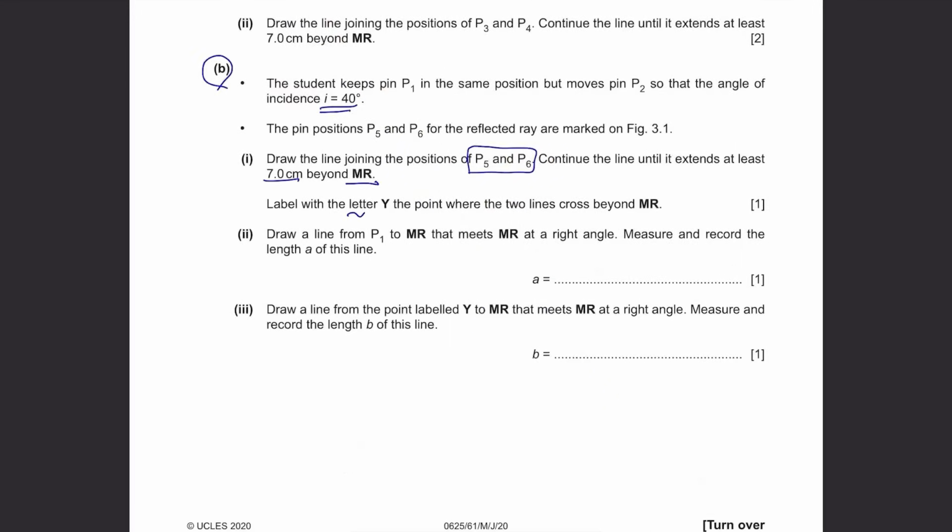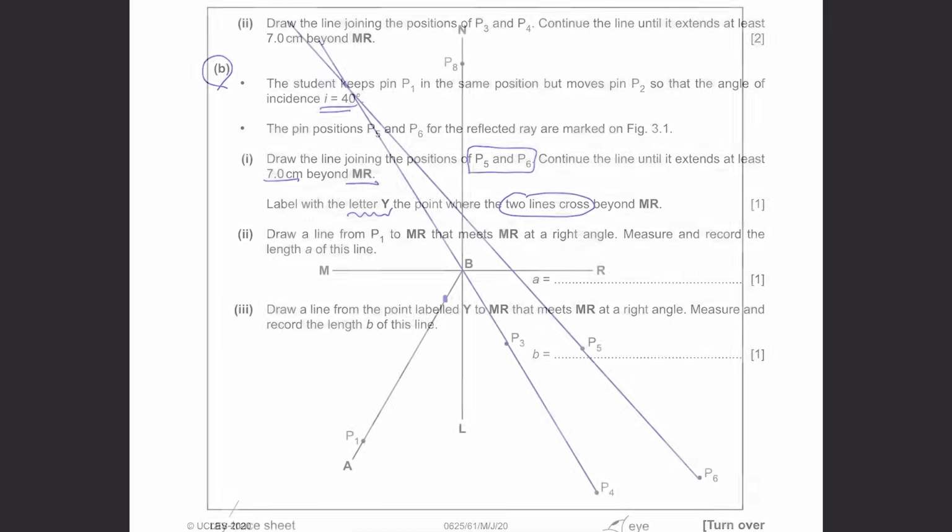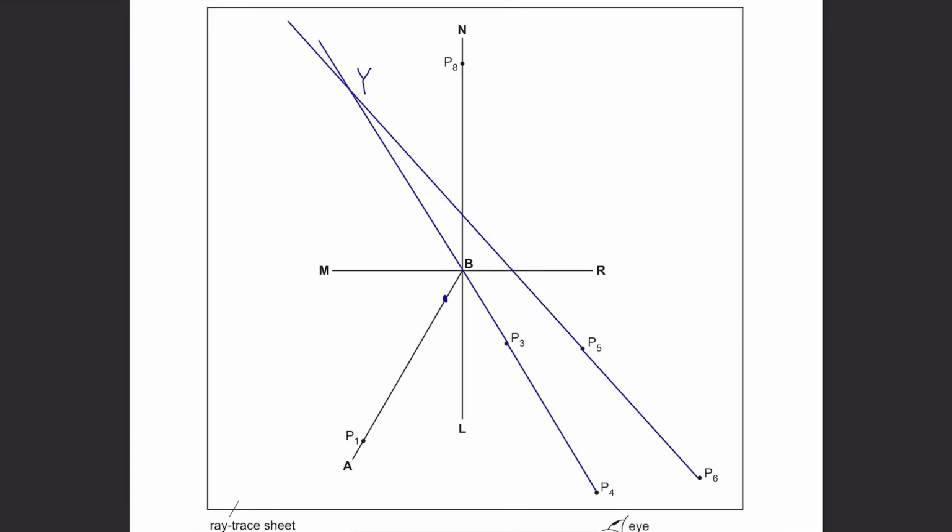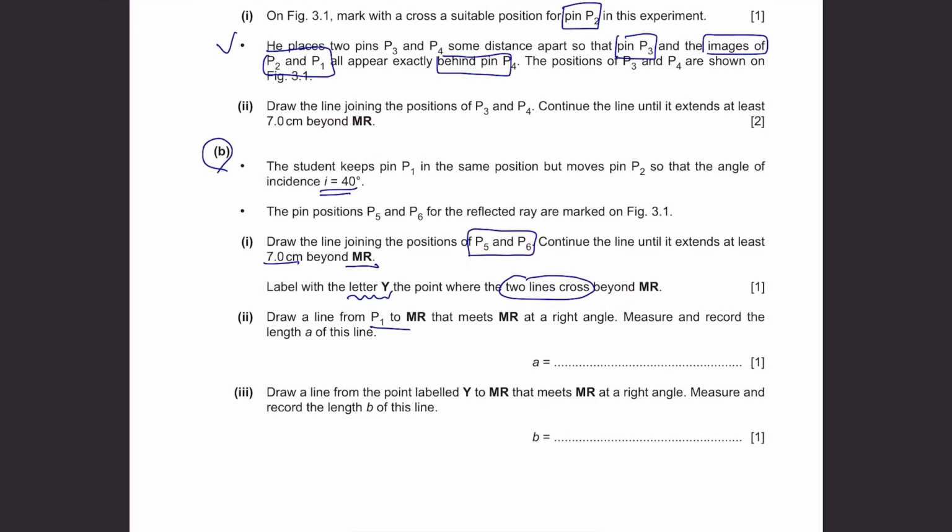Label with the letter Y the point where the two lines cross beyond MR. Write Y where they intersect. Draw a line from P1 to MR that meets MR at a right angle. Measure and record the length of this line.